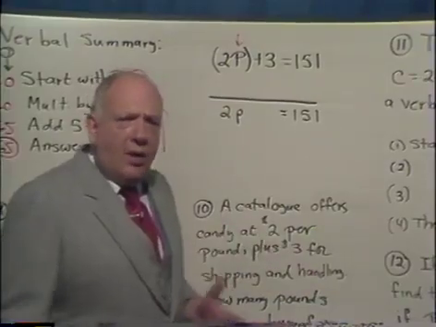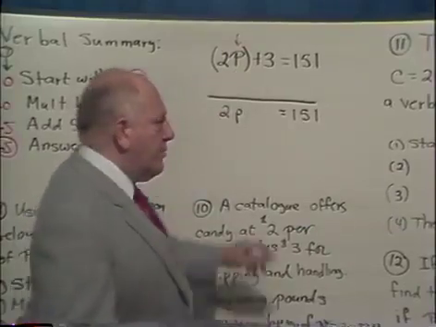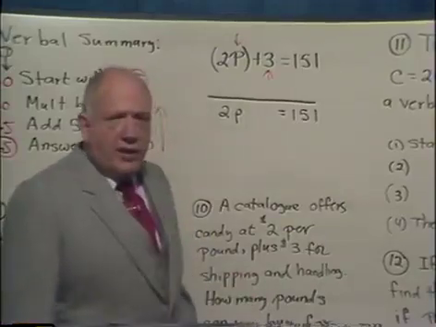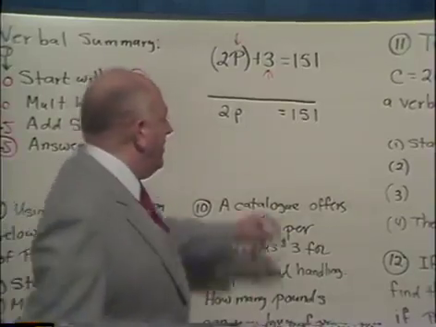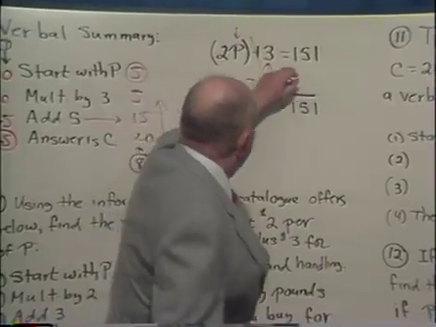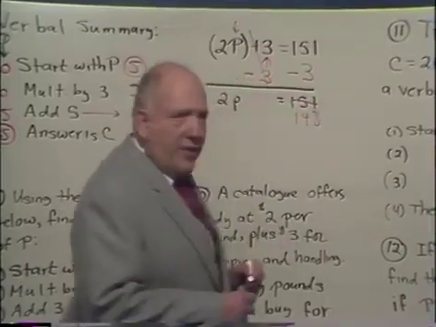Now the job is how do you find out what P is? And we do exactly what we did in the verbal form. In other words, the P is inside the parentheses, so it's being protected. What's it being blocked by? The 3. What's the 3 doing? The 3 is being added. To undo adding 3, you subtract 3, but if you subtract 3 from one side, you also have to subtract 3 from the other side.